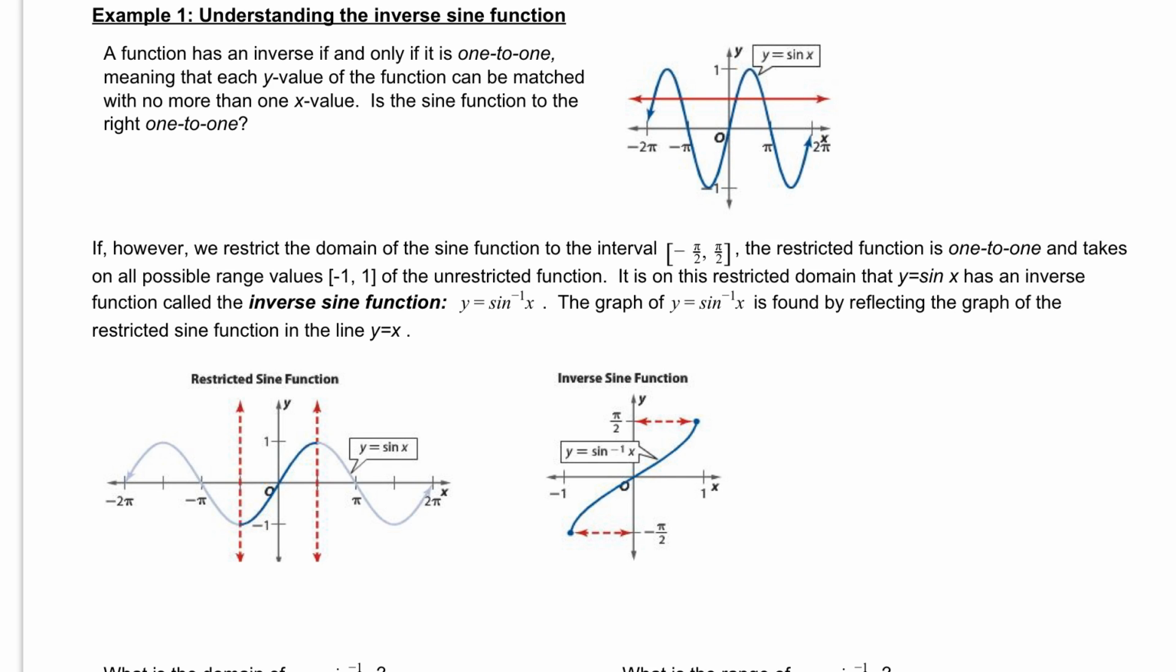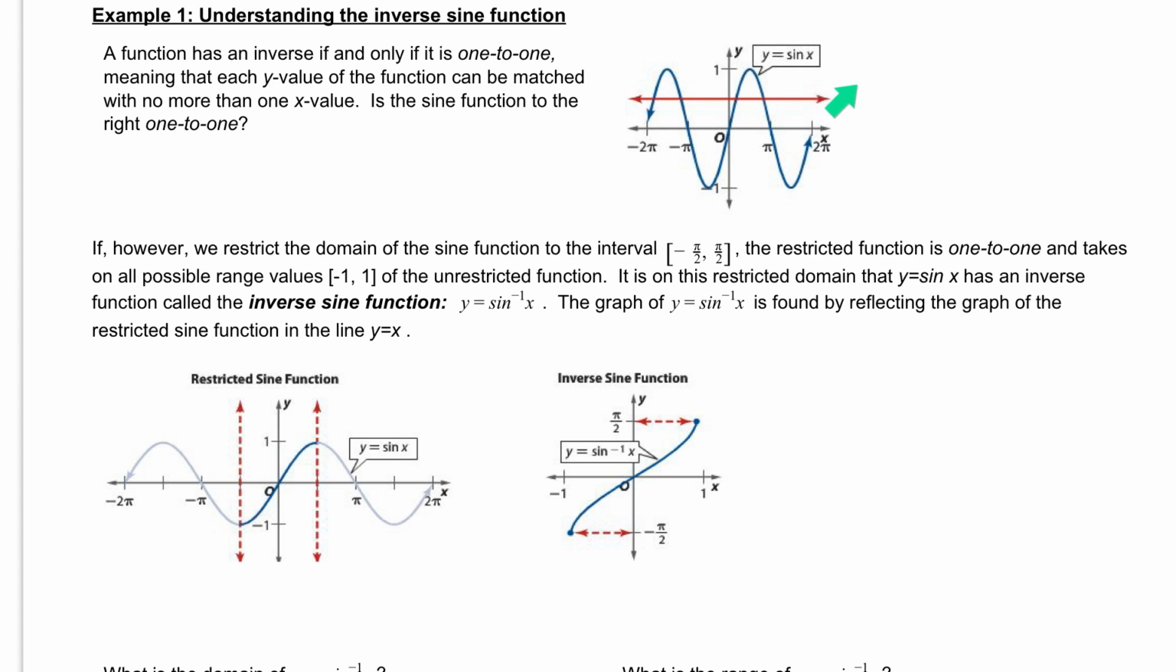In example 1, we're going to go through understanding the inverse sine function. A function has an inverse if and only if it is 1 to 1, meaning that each y value of the function can be matched with no more than one x value. Is the sine function to the right 1 to 1? So if we take a look at this sine function, if it's 1 to 1, we can use what we call the horizontal line test.